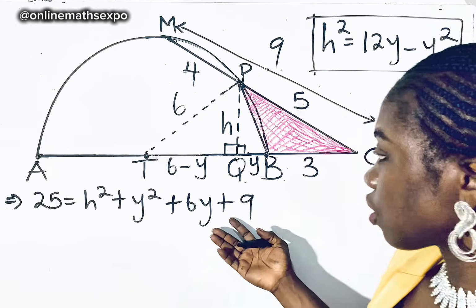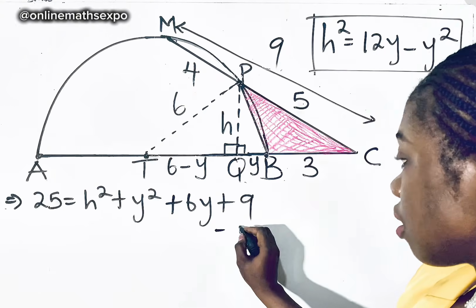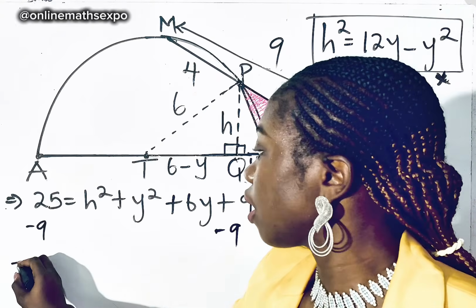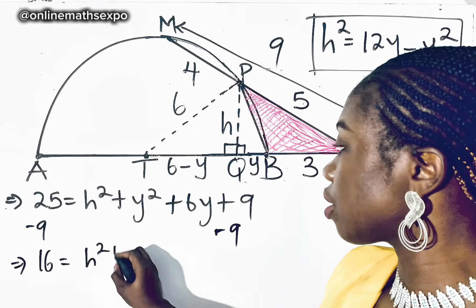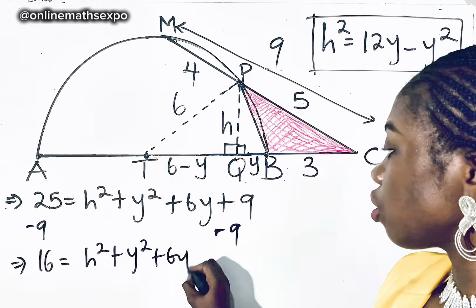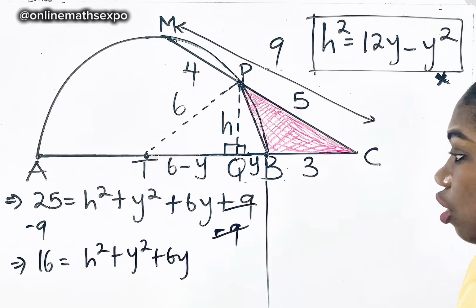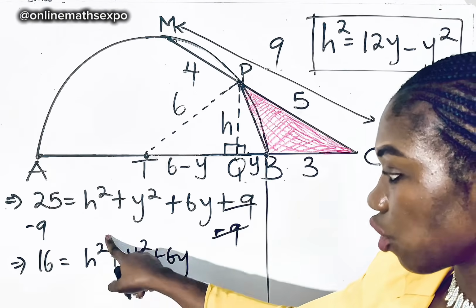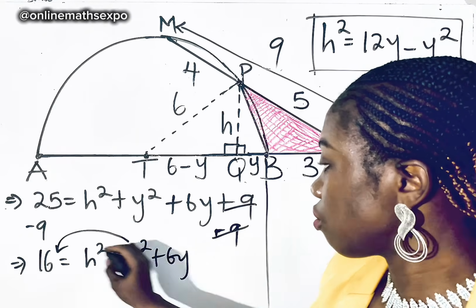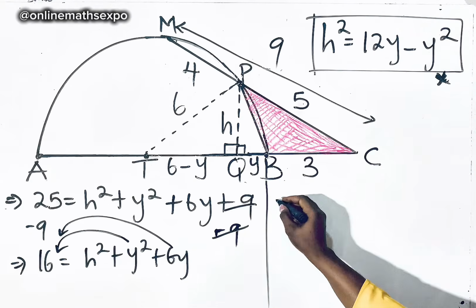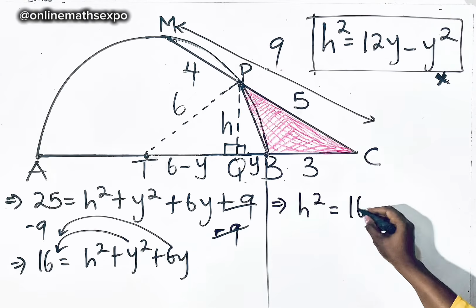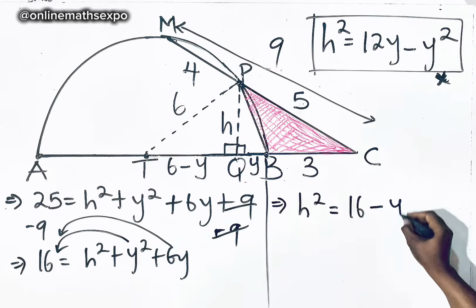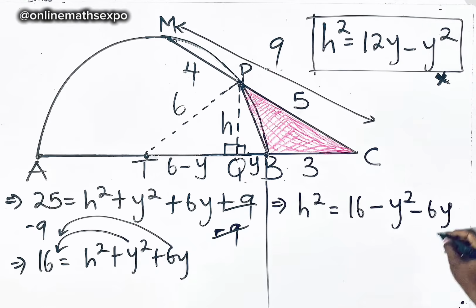Keep solving. Subtract 9 from both sides. So this is what we have. And that gives us, subtracting this, 16 is equal to x squared plus y squared plus 6y. To make x squared the subject, you have to subtract this from both sides. And that will give us x squared is equal to 16 minus y squared minus 6y. This is the second equation.